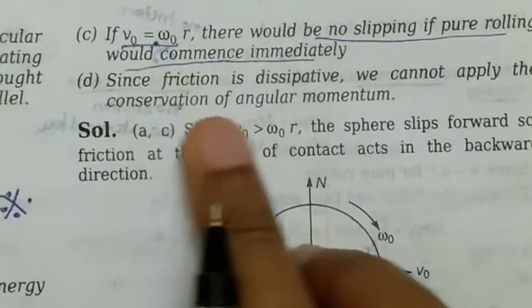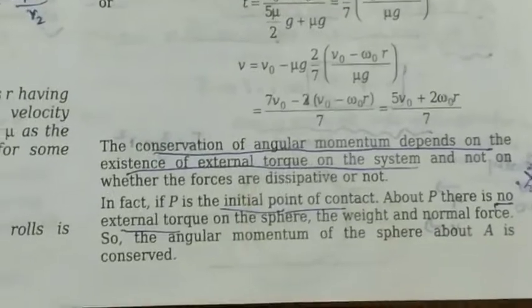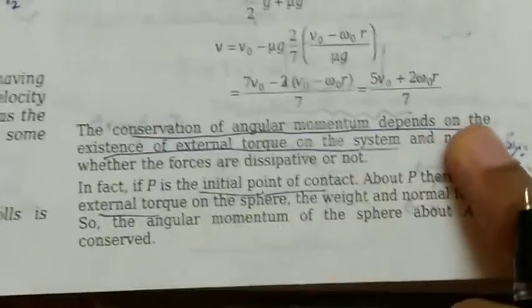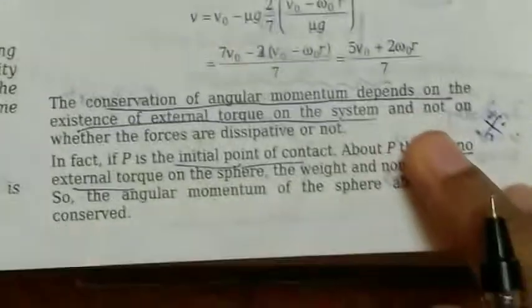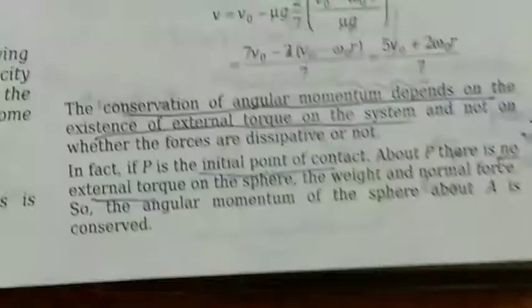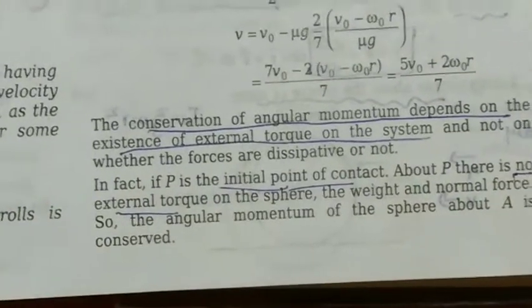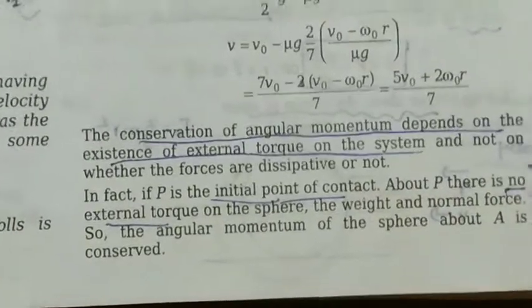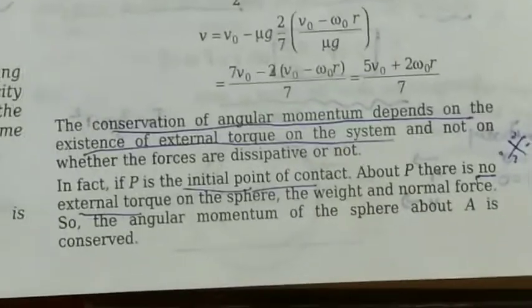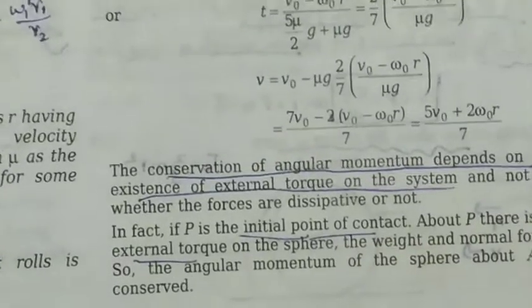Why means, since the friction is dissipative, we cannot apply the conservation of angular momentum. So that is also a mistake. Why means, the conservation of angular momentum depends on the existence of external torque on the system and not on whether the forces are dissipative or not. So conservation of angular momentum does not depend on which kind of force is acting, whether it is conservative force or non conservative force. It only depends on whether the external torque is acting on the system. If the external torque acting on the system is zero, then angular momentum would automatically be conserved.